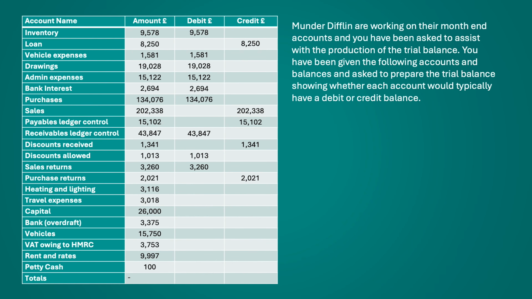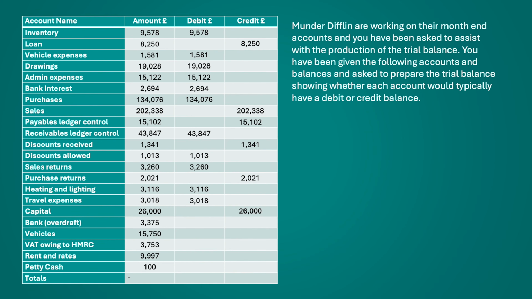Our next two, we have heat and light and travel expenses, both of which are expenses and therefore debits. Capital, as we mentioned earlier, is the amount invested into the business by its owners. It's not a liability, but it is owed from the business back to those owners, and therefore, although it isn't classed as a liability, does work in the same way and therefore a credit.